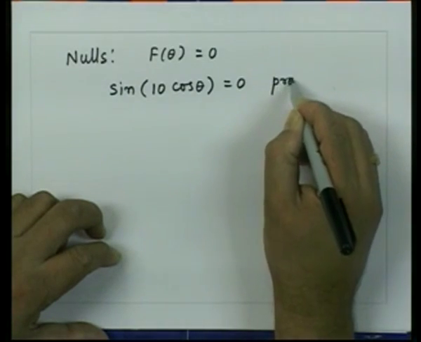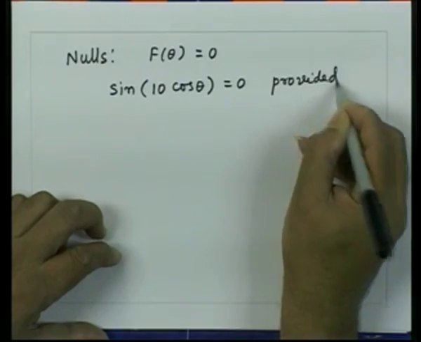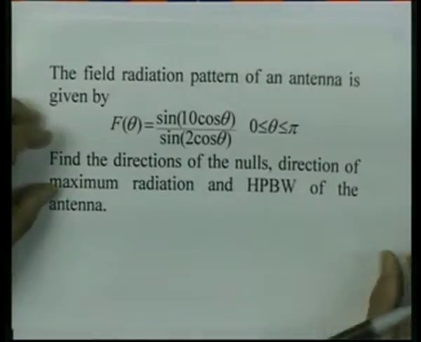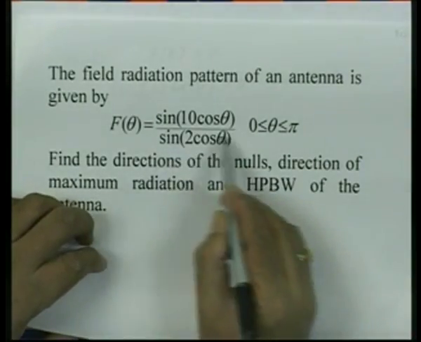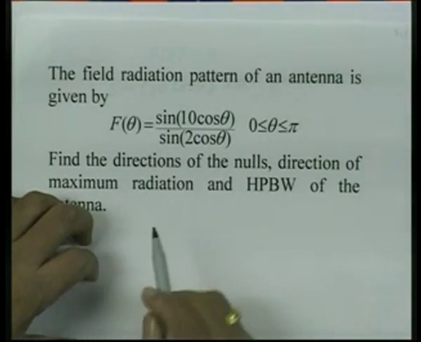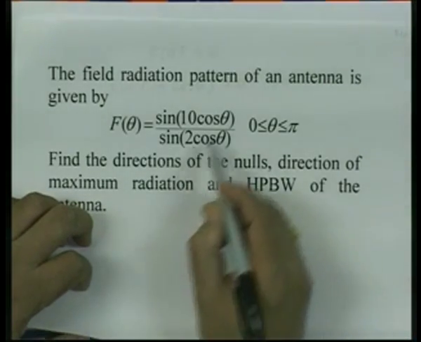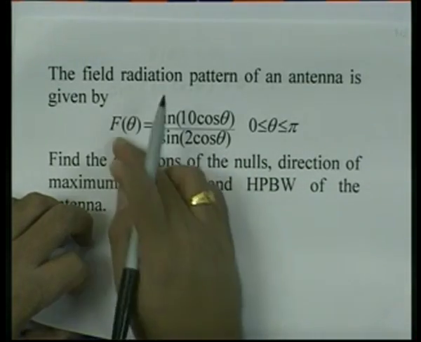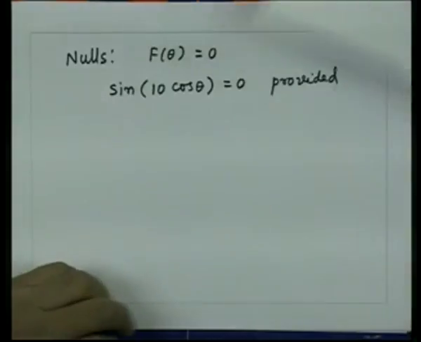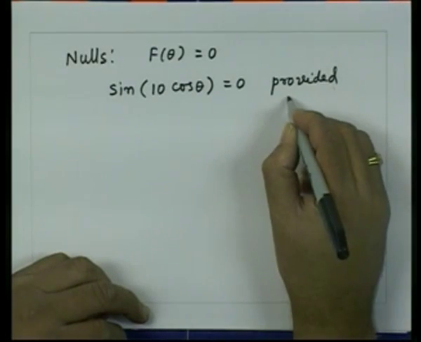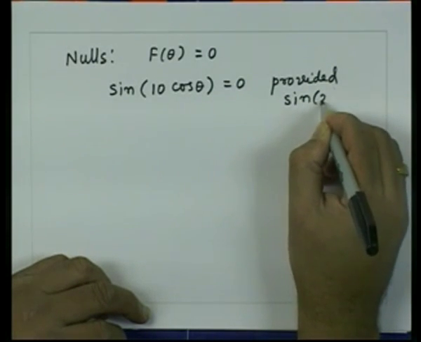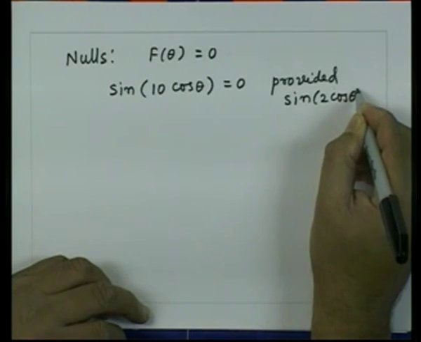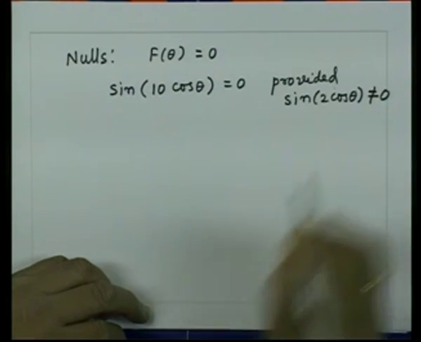Provided the denominator is not equal to 0. So, for those angles for which this quantity goes to 0, that will not represent a null, but otherwise for all those values of theta for which the numerator goes to 0, we will get a null for the radiation pattern. So, provided sine of 2 cos theta is not equal to 0.